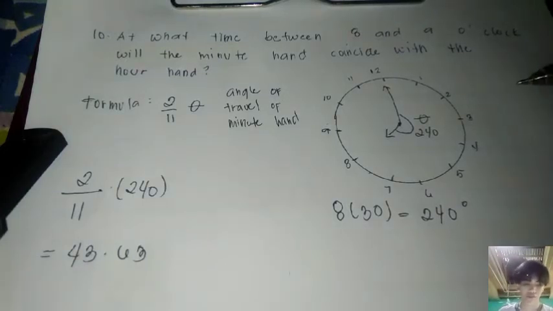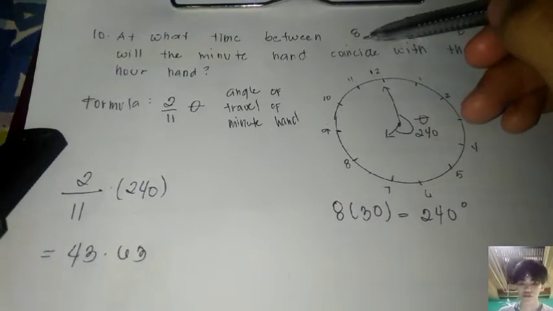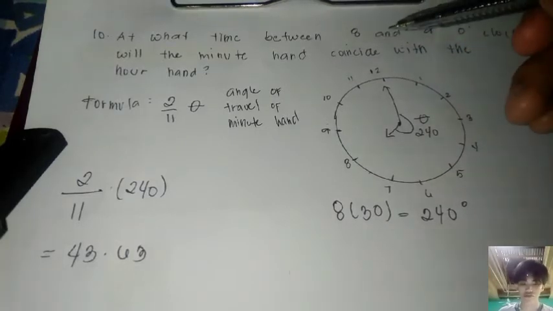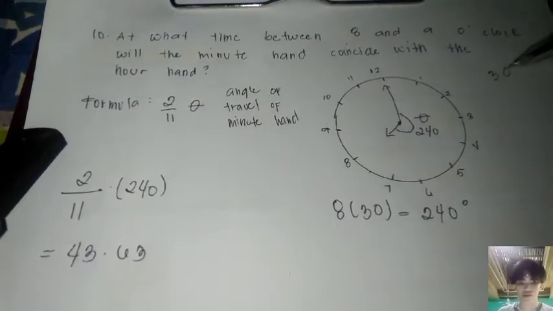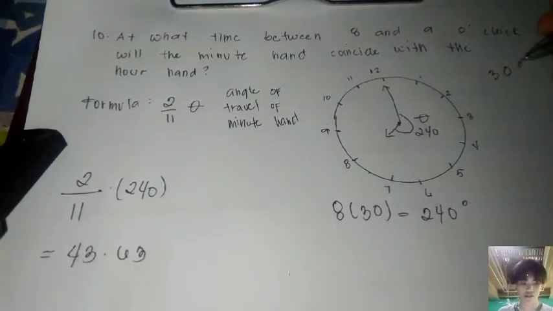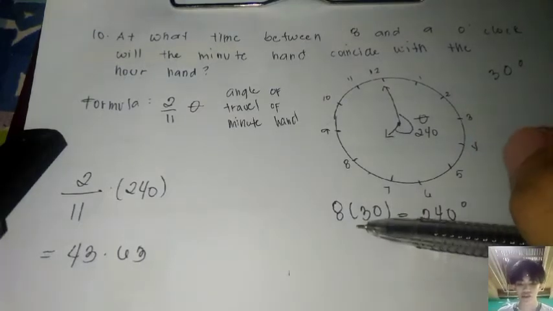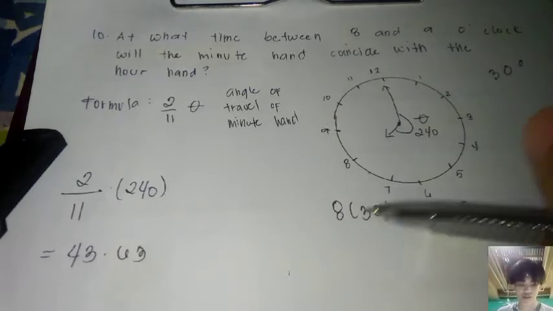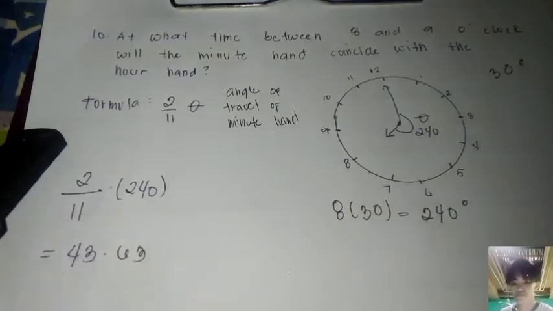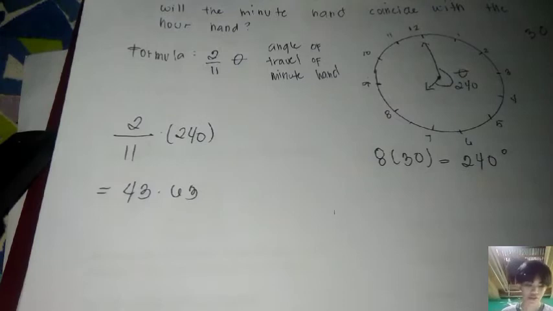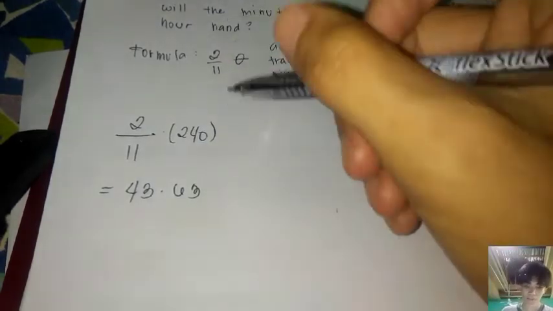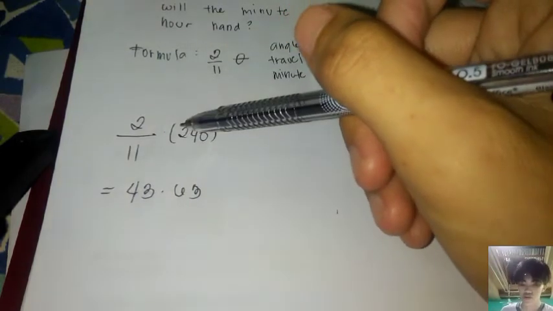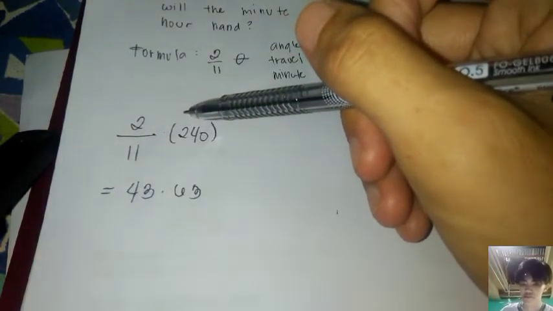theta. So we have 8 o'clock. So we need to solve the 8 o'clock. Every hour we have 30 degrees. So let's multiply it by 8. So we have 8 multiplied by 30, so we have 240 degrees. After we get the 240 degrees, let's multiply it by 2 over 11 times 240.